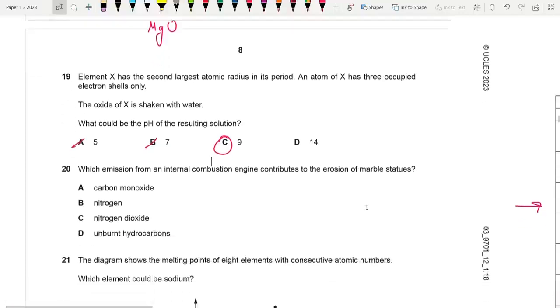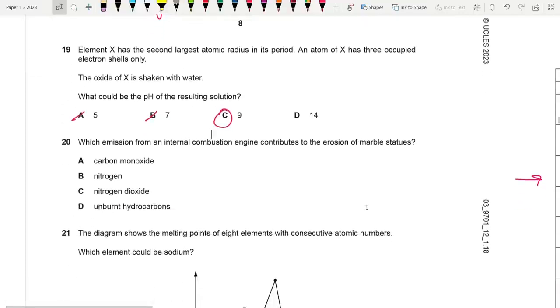Okay. Next, which emission from an internal combustion engine contributes to the erosion of marble statues? Okay, so acid rain results in the erosion of marble statues. So we know that NOx, NO and NO2, these are released from the combustion engines, which actually catalyzes the formation of acid rain by converting SO2 to SO3, and that actually results in erosion of marble statues.